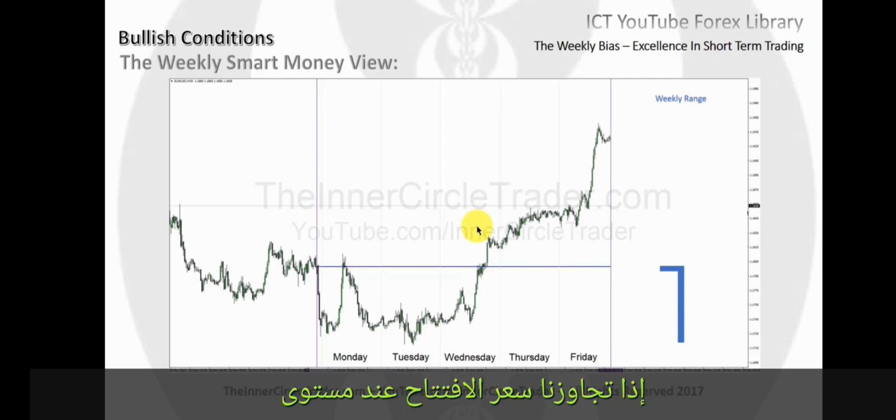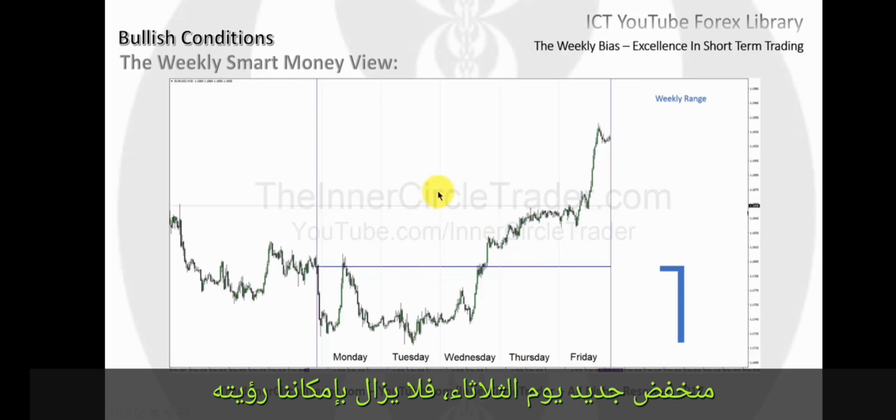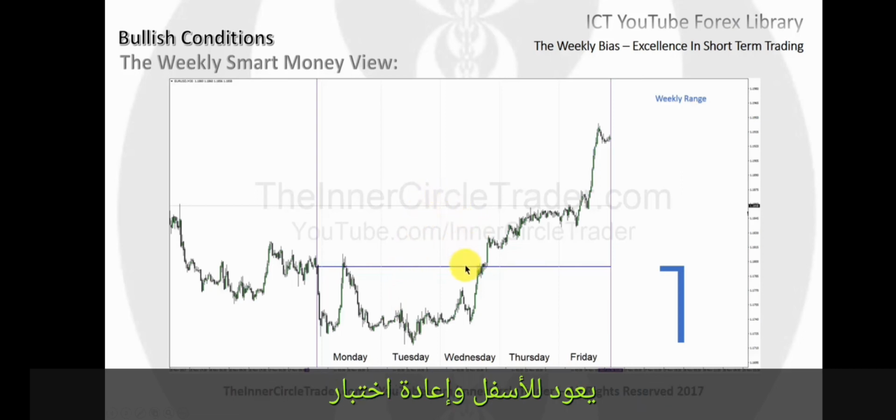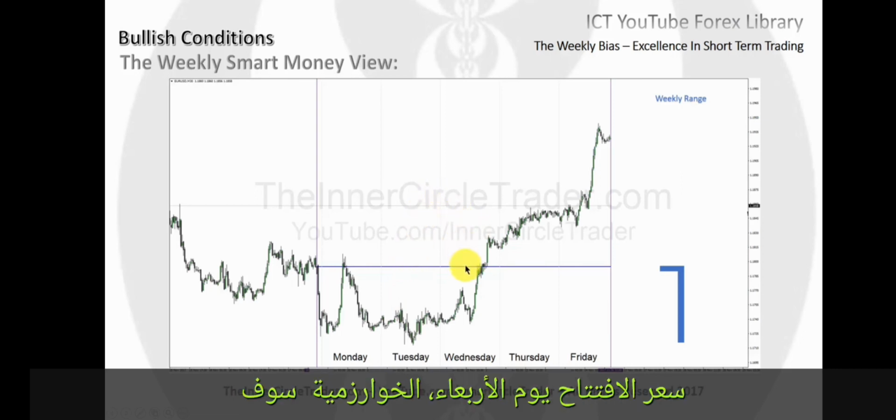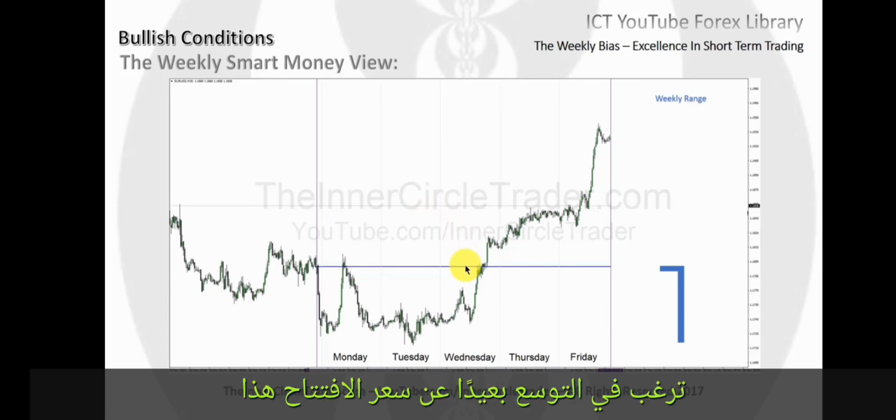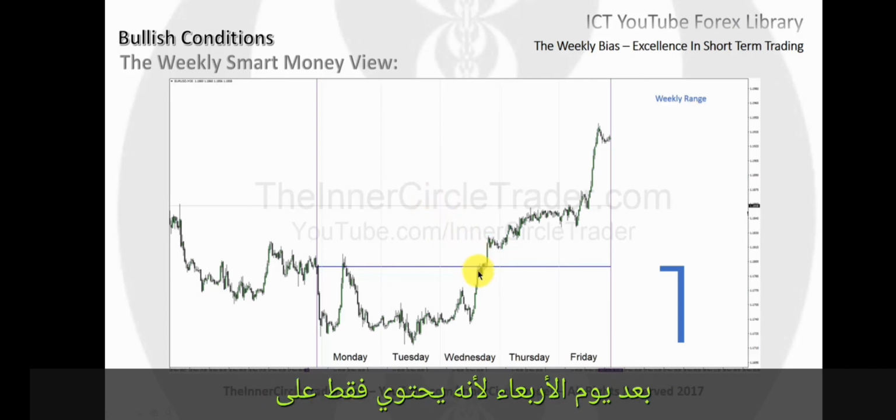It can happen if we go above the opening price on a new low on Tuesday. We could still see it come back down and retest that opening price on Wednesday. The algorithm will want to expand away from this opening price after Wednesday because it only has New York opens time period to Friday's close. And that's why you see this acceleration in the movement on the weekly range immediately after Wednesday breaks above the opening price.